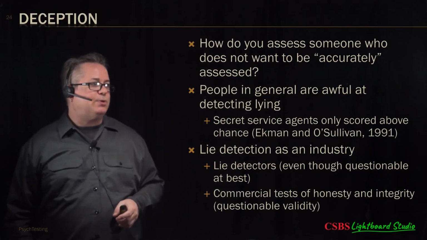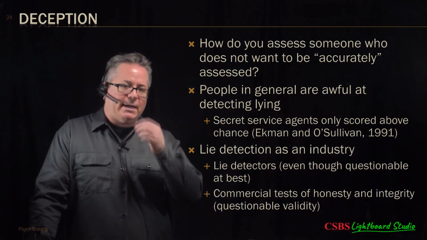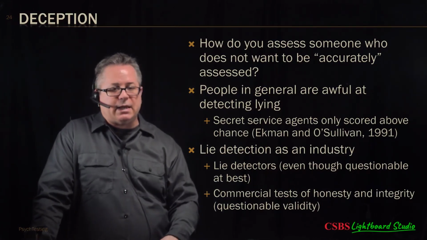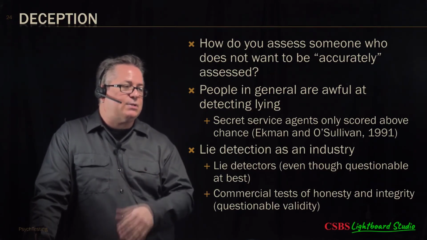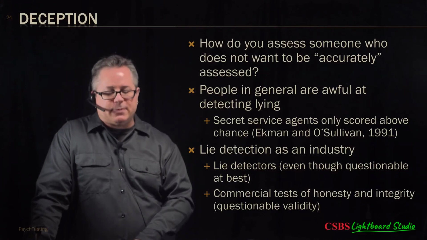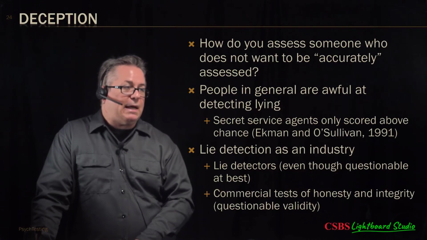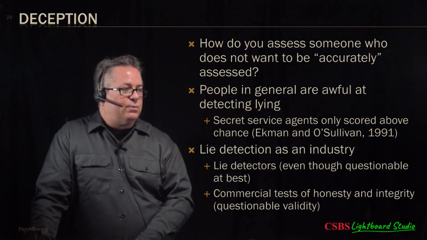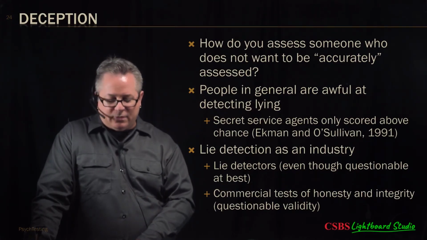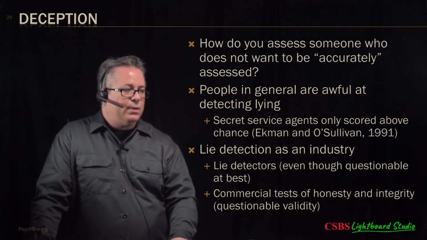How do you assess someone who doesn't want to be accurately assessed? This is problematic. If you're in the FBI or a detective or something like that, you're trying to get honest answers from people and assess their behaviors and their motivations and all kinds of stuff. But most of them, especially if they're guilty, are trying to hide that true information. So how do we go about doing that? There are all these people that talk about the FBI or police being trained in the art of deception detection and all that stuff.